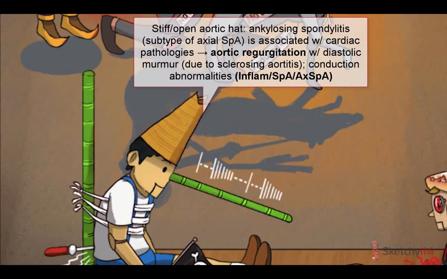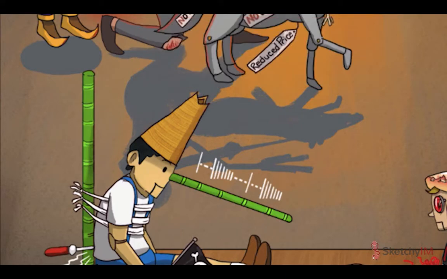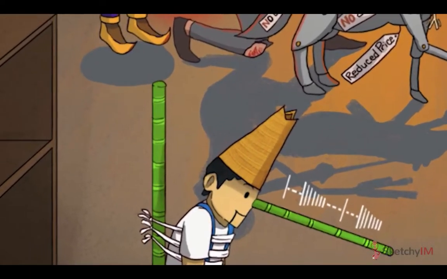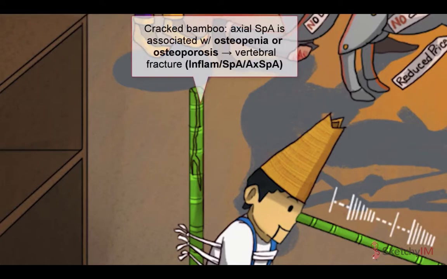Aortic regurg is common, likely due to associated aortitis, which causes stiffening and sclerosis of the aortic outflow tract. The valve cusps retract and say, "Hello, regurg," as depicted by Pinocchio's stiff and permanently open aortic hat. Notice, too, that the jarring boop his growing nose is making sounds just like a diastolic aortic regurg murmur. Patients with axial spondyloarthritis are also prone to developing osteopenia and osteoporosis, which increases the risk of vertebral fracture.